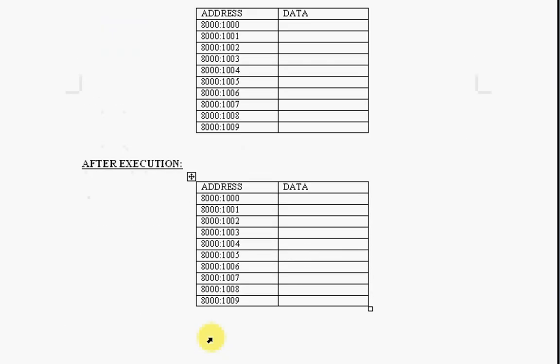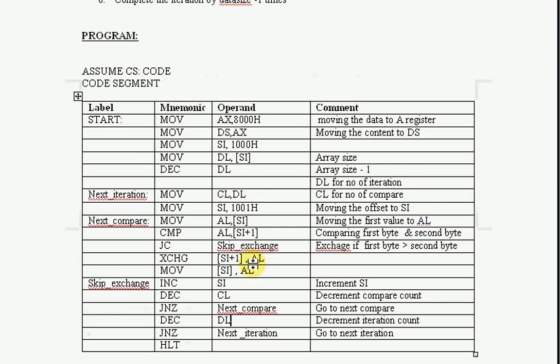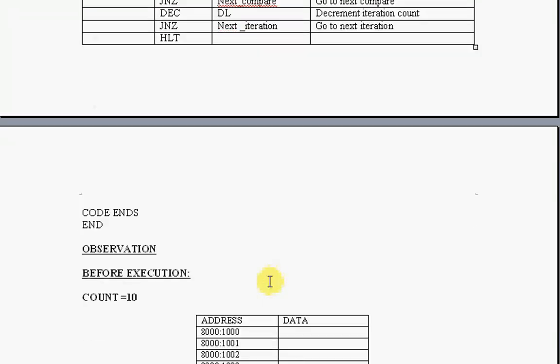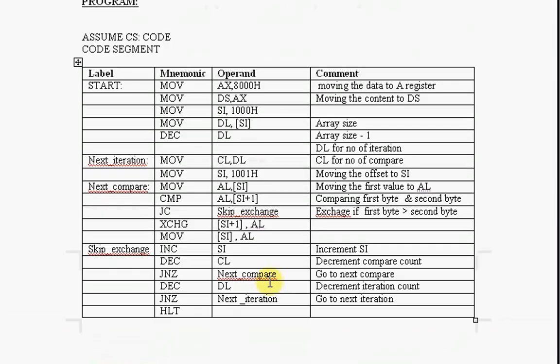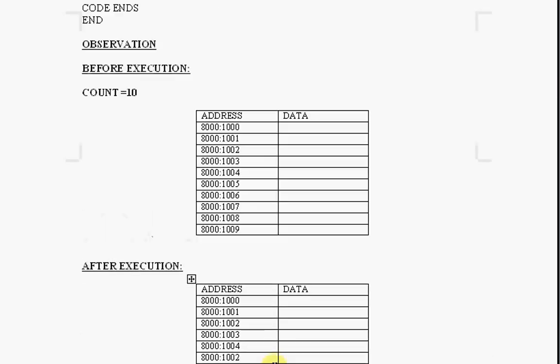Coming to the post-lab questions, once you arrange the array in ascending or descending order, you can simply pick the maximum or minimum value. If I ask you to find the minimum in a given array, or the lowest 5 numbers, or the first 5 greatest numbers among the given array, you can simply pick them from the numbers once you have arranged the data. The logic is very simple.